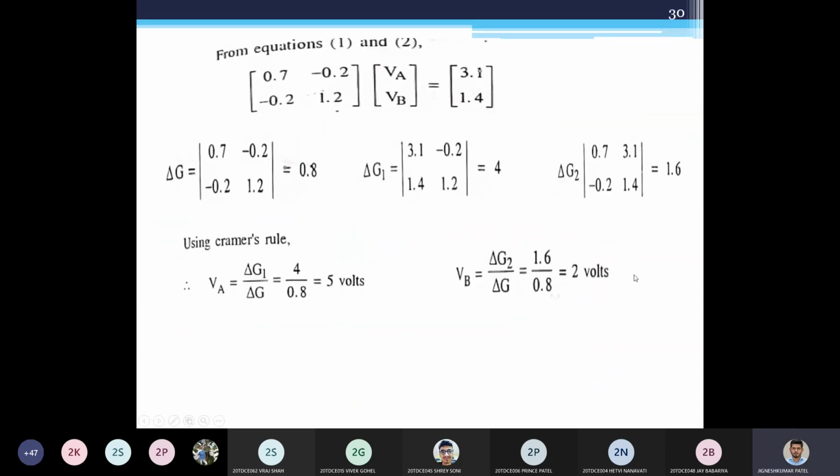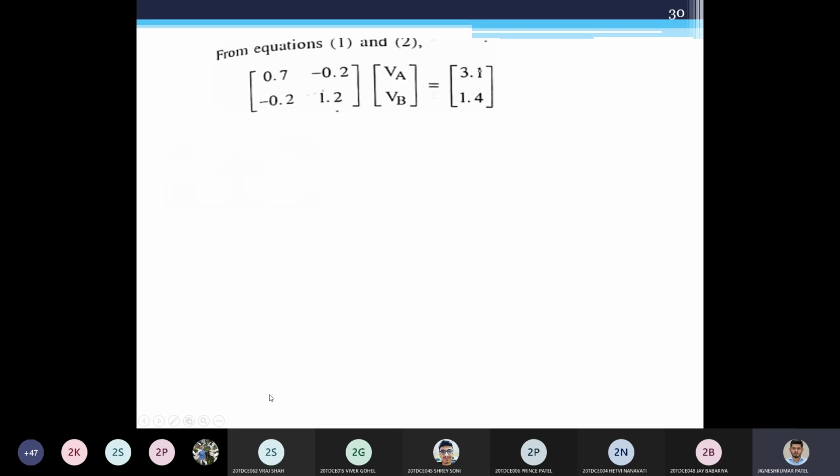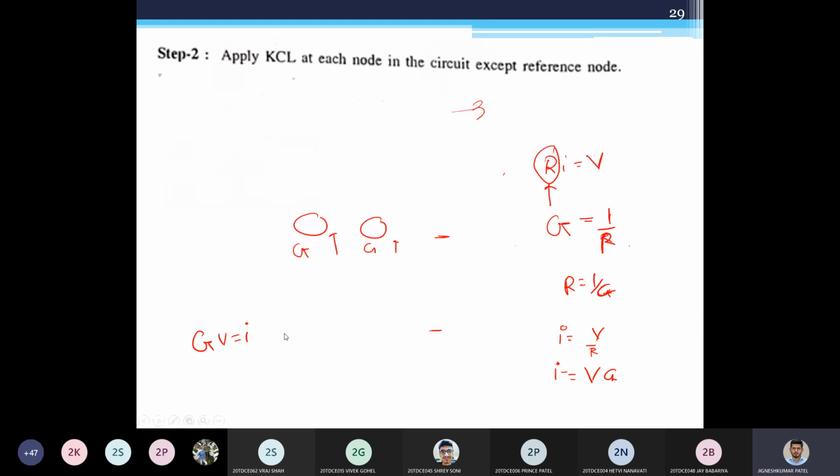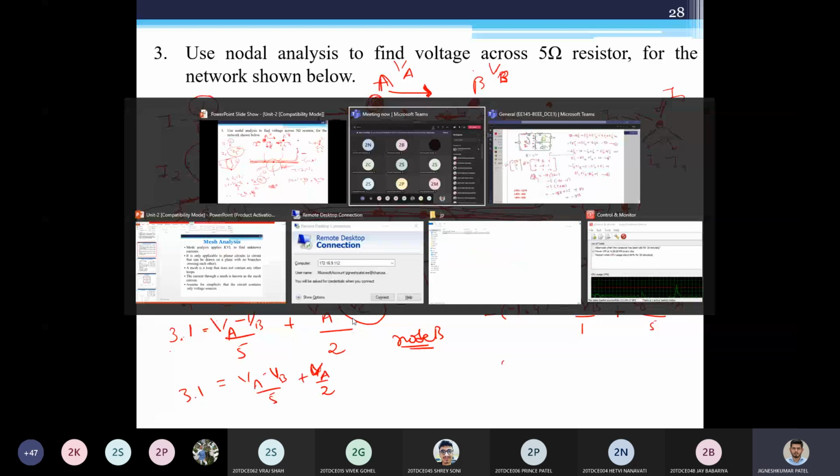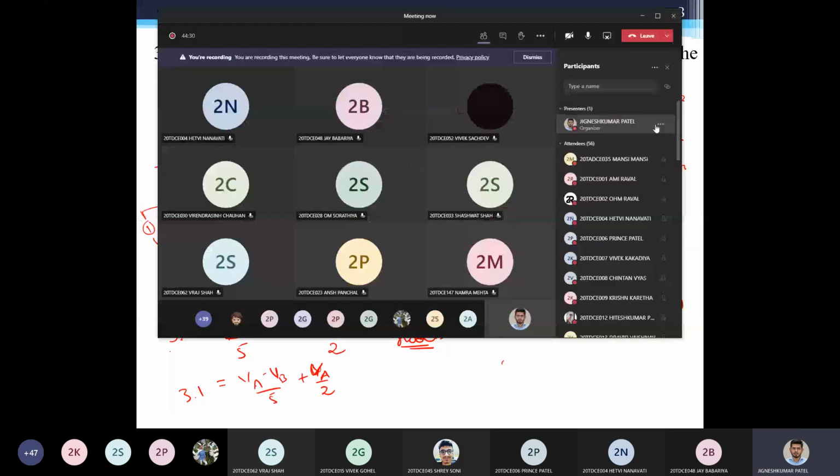So now the two values are found out. Now what I have been asked is to find the potential difference across the 5 ohm resistor, and that we know is VA minus VB. This is nothing but 3 volt. Okay, this is how you can perform nodal analysis. Okay, clear? Any doubts? If you have any doubt, you can ask me.